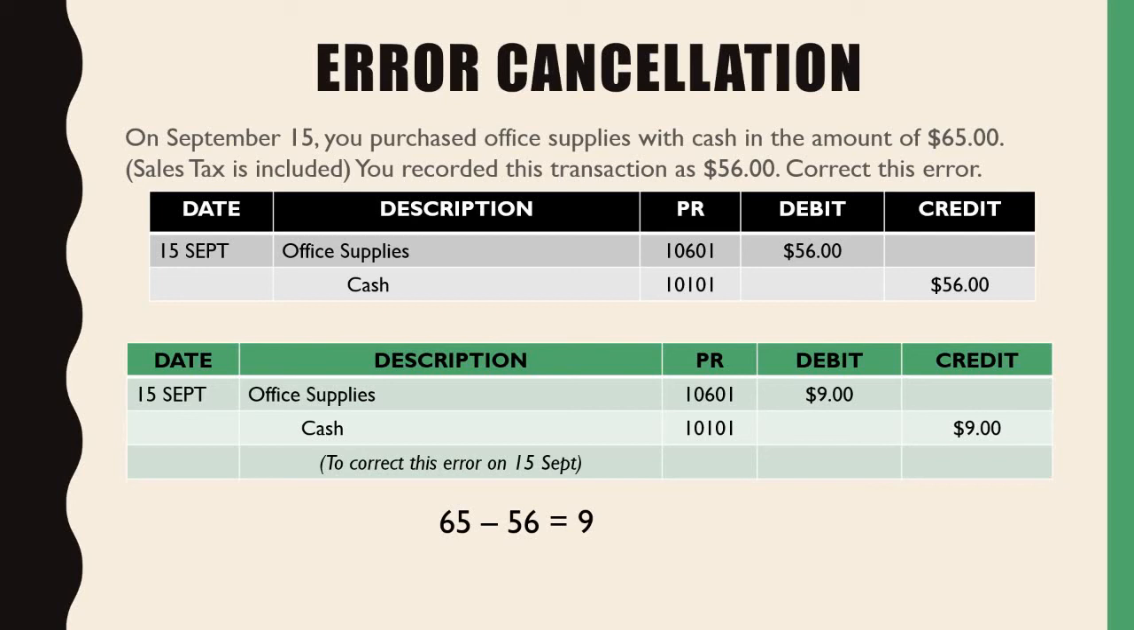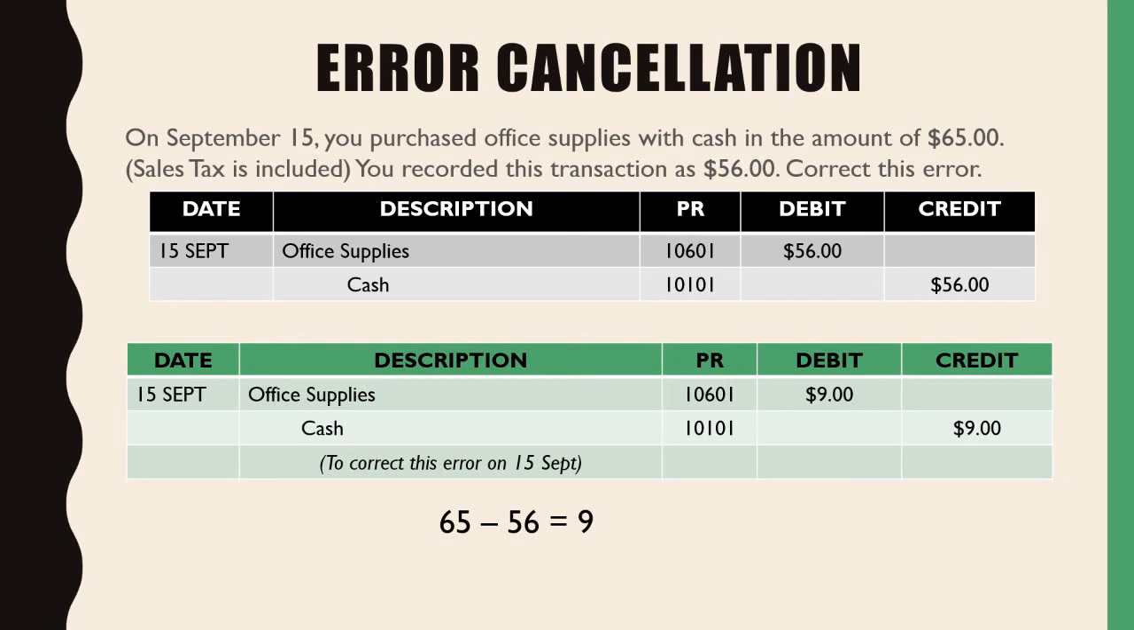So in my mistake here, I journalized 56. However, the real amount was 65. So I need to determine the difference between those two, which is 65 minus 56, which gives you a difference of 9. Now, this is where you have to think very carefully. Am I short in my office supplies, or do I have too much office supplies? Am I short cash, or do I have too much cash?